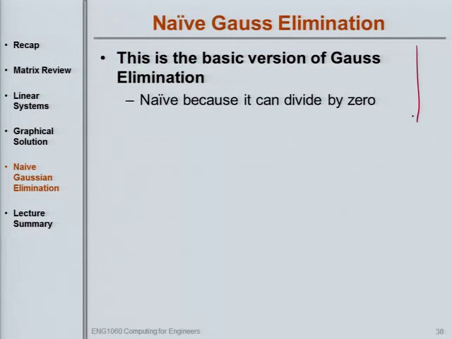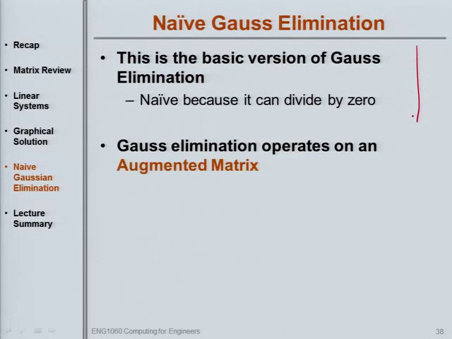I mentioned before, we're going to call this naive Gaussian elimination because the way in which I'm going to present this to you today means we can actually divide by 0. And in practice, of course, we know that that's going to cause us lots of problems. There is a nice simple way around this, but let's just have a look at the basic process first.